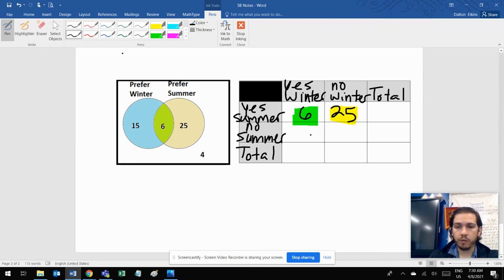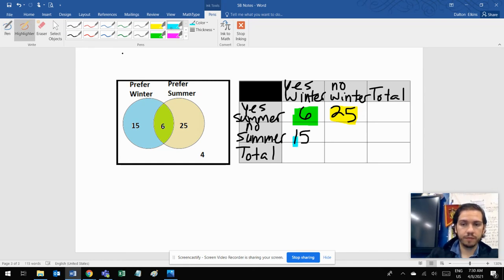Okay, in this box over here, in this kind of middle left one, we have yes to winter and no to summer. So the people who do like winter but don't like summer are just going to be in the prefers winter part of the Venn diagram, just this blue part. So that is 15 total people in there.